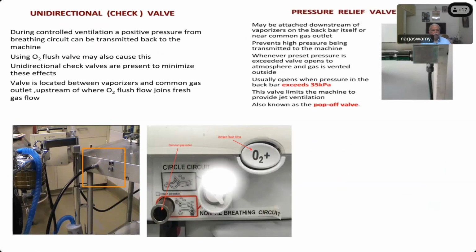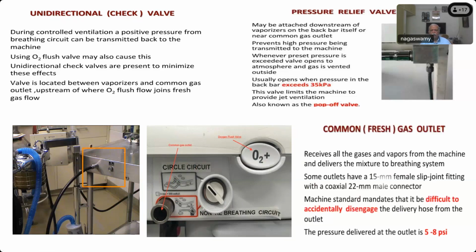And this is the common gas outlet, different types of common gas outlet, and this is the circuit changer switch from closed circuit to open circuit whenever you want to use a pediatric circuit for babies. You can use this outlet by changing this. And this is the ridge which was tension. So the O2 plus valve is inside and doesn't get affected.